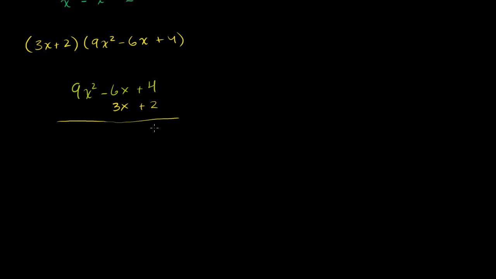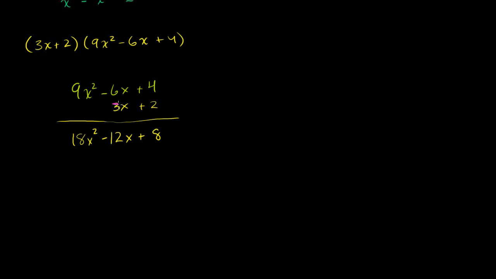2 times 4 is 8. It goes into the ones or the constants place. 2 times negative 6x is negative 12x. So negative 12x. And we'll put a plus there. That was a plus 8. 2 times 9x squared is 18x squared. So we'll put that in the x squared place.